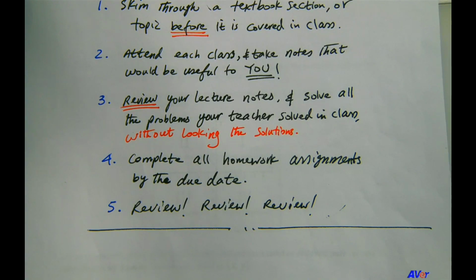You can do that very easily. With videos, you can do that even more easily. You can simply pause the video, right? You can simply pause the video and then unpause it when you're done with your solution to see if your solution agrees with my solutions. And that is the way to study any quantitative subject.